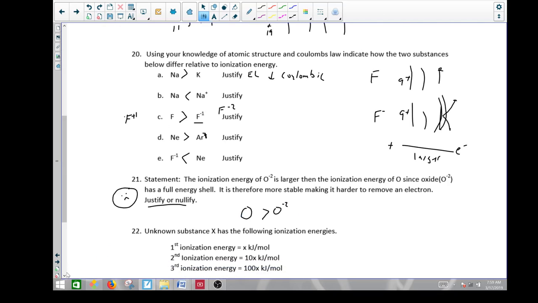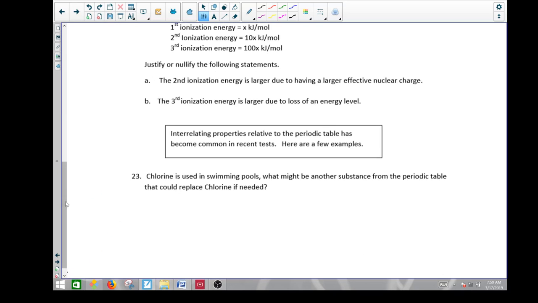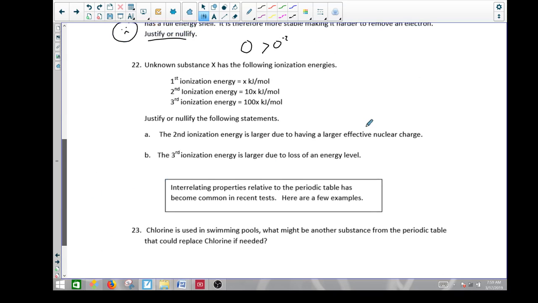All right, here's a very common scenario. Common question. They might put it in a data table, whatever. So we have several successive removals of an electron. You'll notice that the first electron took X energy, the second one took 10 times it, and the third one took 100 times that. Justify or nullify the following statements. The second ionization energy is larger due to having a larger effective nuclear charge. All right, this is false.